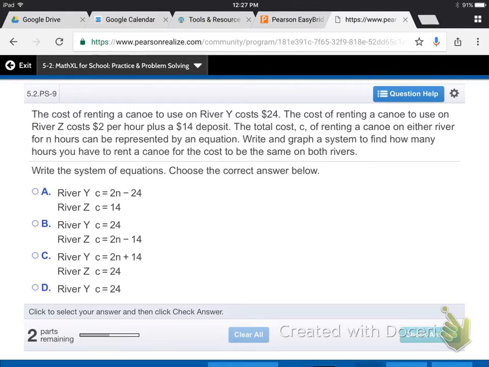Okay, this problem gives us a system in a slightly different way. It says the cost of renting a canoe on River Y costs $24. The cost of renting a canoe to use on River Z costs $2 per hour plus a $14 deposit. And finally, the total cost C of renting a canoe on either river for n hours can be represented by an equation. Okay, so write and graph a system to find how many hours you can rent a canoe for the cost to be the same on both rivers. So in other words, River Y, hang on, let me change pen.